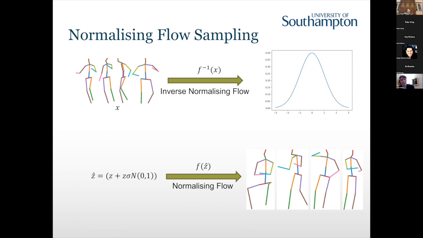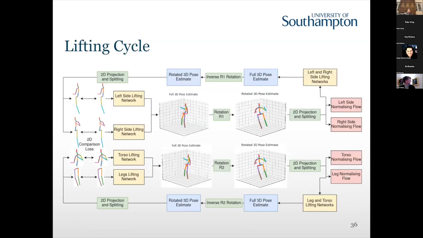So my lifting cycle, to scare everyone, looks something like this. But I want to simplify it; it is very similar. I have a left side and a right side network, and a torso and a legs network, and these produce a full 3D pose estimate. This goes through a rotation, R1 and R2. The angles are learned by these two networks in tandem. So the torso network and the leg lifting network will learn an angle, and this is the elevation angle used to rotate this pose, and similarly, this is the angle used to rotate this pose, given by these two networks.